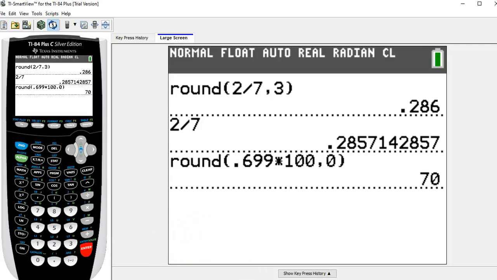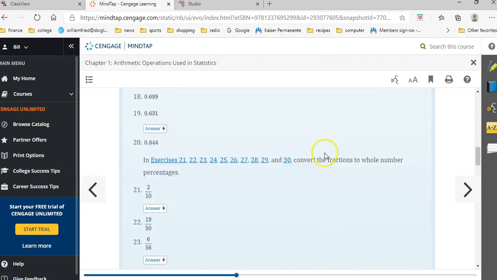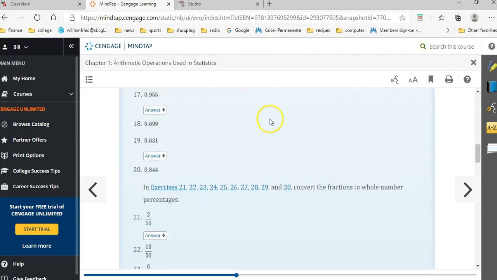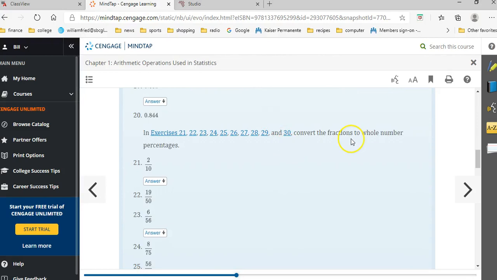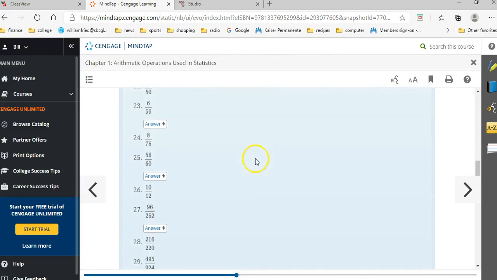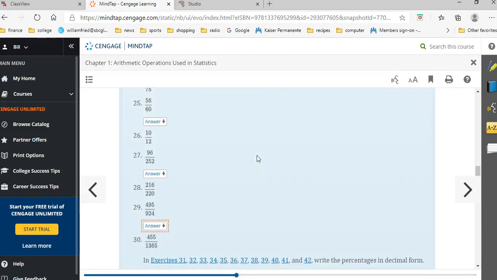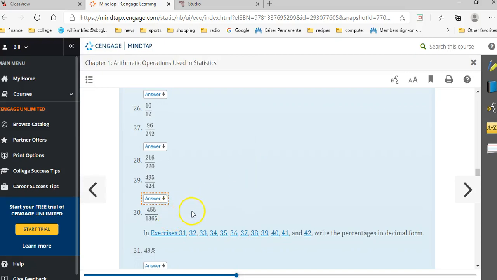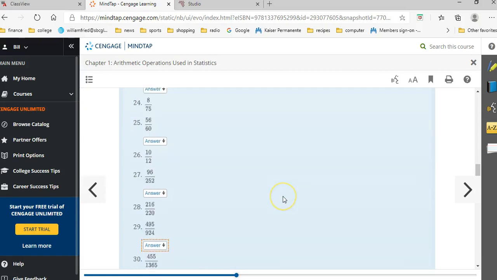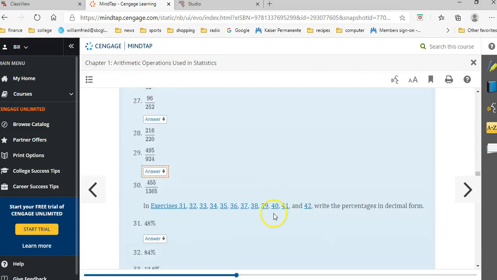Okay. Then they want you to do the same kind of thing, but instead of taking a decimal, they want you to convert a fraction to a whole number percent. I'm going to do the same idea here. Let's take number 30, which says 455 over 1365. Those are kind of big, ugly numbers, but the calculator doesn't care. So on the calculator, now, I want to round these to a whole number percent. I'm going to multiply by 100 and then round it to zero places.